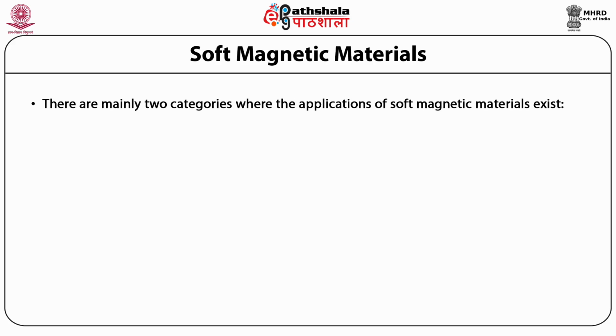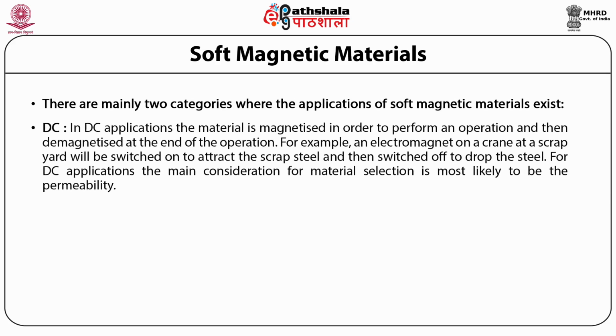There are mainly two categories where the applications of soft magnetic materials exist. One is DC, another is AC. In DC applications, the material is magnetized in order to perform an operation and then demagnetized at the end of the operation. For example, an electromagnet on a crane at a scrap yard will be switched on to attract the scrap steel and then switched off to drop the steel. For DC applications, the main consideration for material selection is most likely to be the permeability.